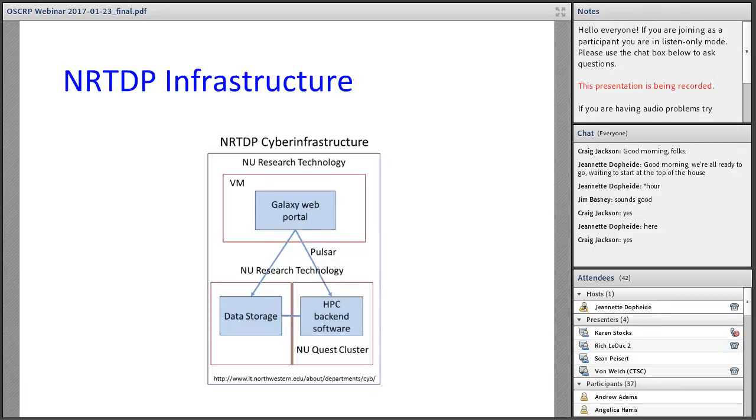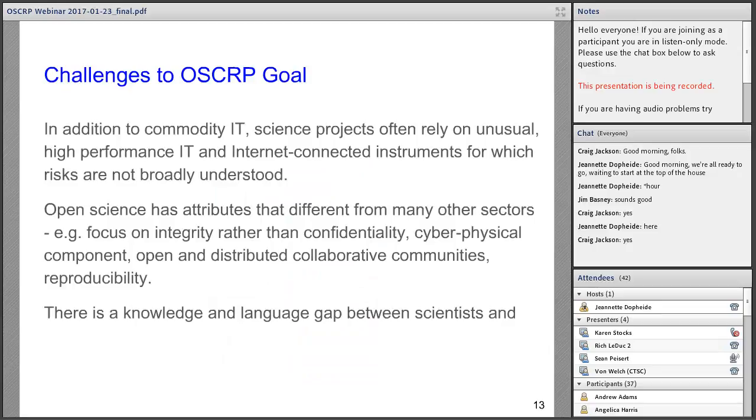Thanks so much, Rich. So I'd like to describe a few of the challenges to achieving the goal of the Open Science Cyber Risk Profile. Much in the same way as Karen described some of her early impressions of what security looked like, I think that's a general reflection of the way scientists typically think about their work. They might view it as an impediment to getting science done. Oh, I've got to do all of these other things. Other questions that might come up are why would anyone target me, or why would I have anything that's worth manipulating or stealing?